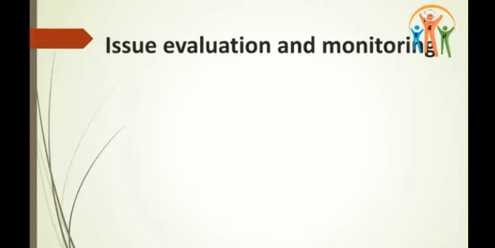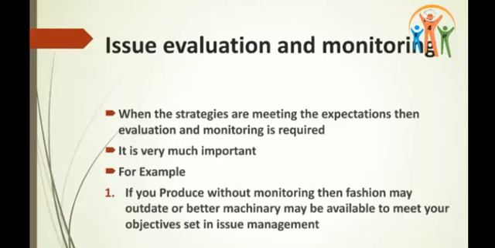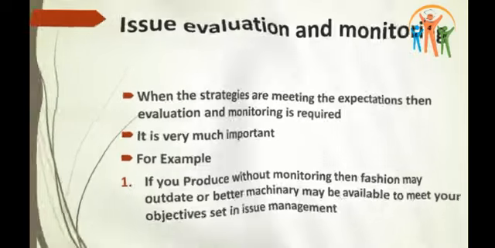The last stage is issue evaluation and monitoring. In last stage we monitor the strategies and evaluate them, either outcome is increasing or decreasing. It is very much important. You can see the example: if you produced without monitoring, then fashion may outdate or better machinery may be available to meet your objectives set in issue management. So issue evaluation and monitoring is very much important.